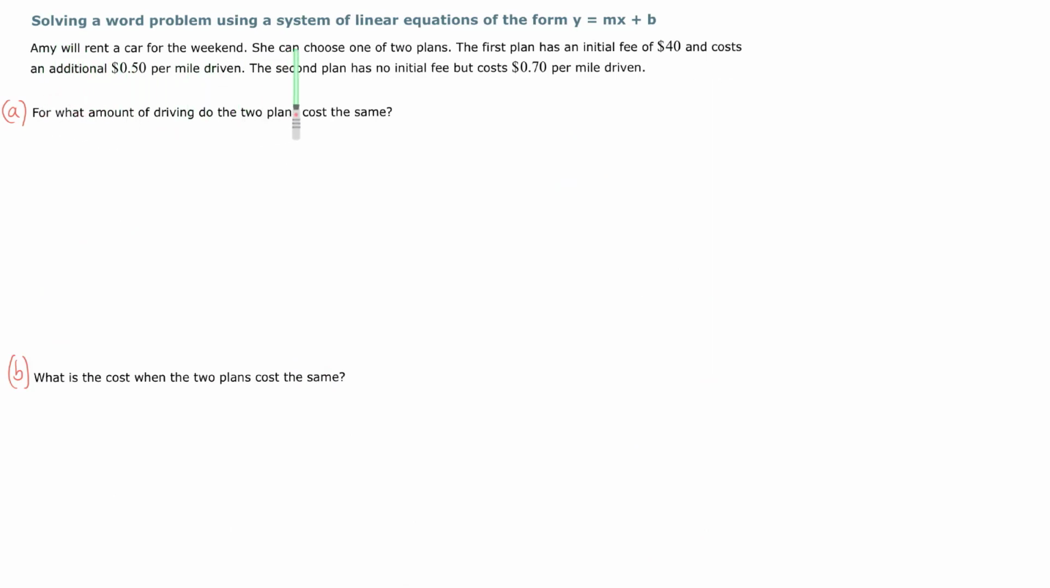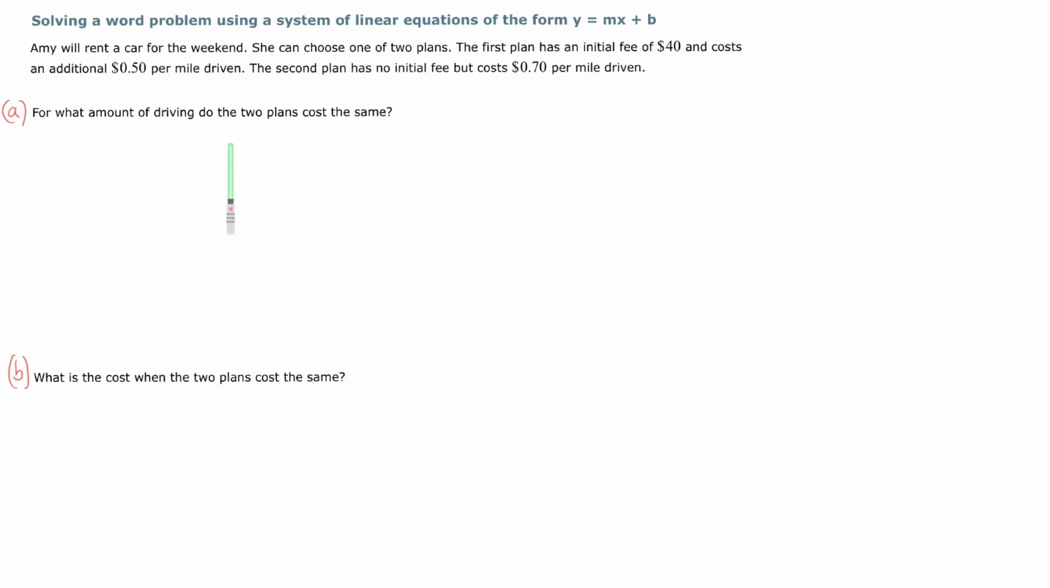Solving a word problem using a system of linear equations of the form y equals mx plus b. Amy will rent a car for the weekend. She can choose one of two plans. The first plan has an initial fee of $40 and costs an additional 50 cents per mile driven. The second plan has no initial fee, but costs 70 cents per mile driven.